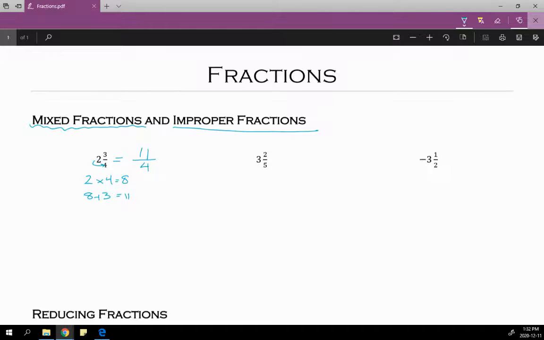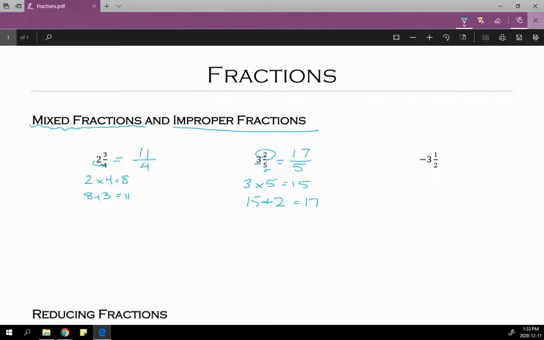So we're going to do the same thing. We're going to multiply your whole number with your denominator. And your denominator is going to stay the same for your improper fraction, so it will be over 5. So 3 times 5 is 15. And then we want to add that 2 in our numerator. So we have 15 fifths, that would give us our 3 wholes, plus the 2 extra. So our improper fraction will be 17 over 5.